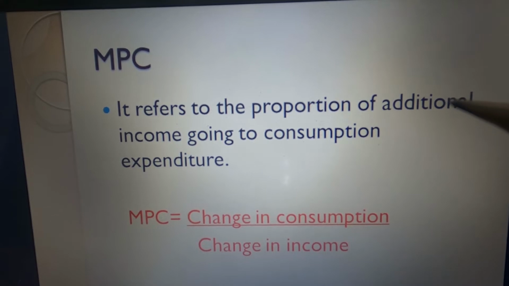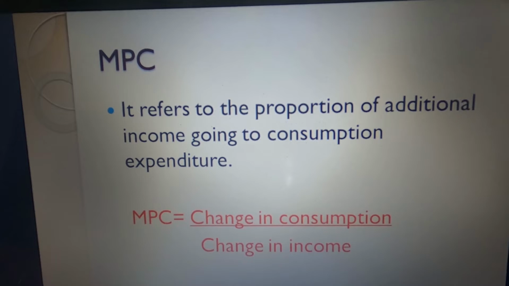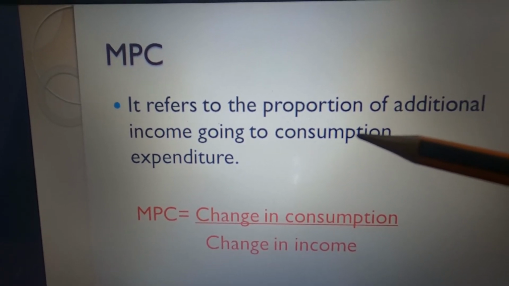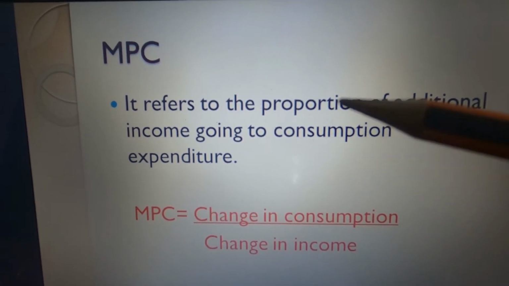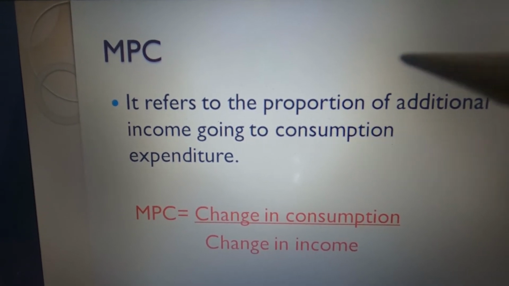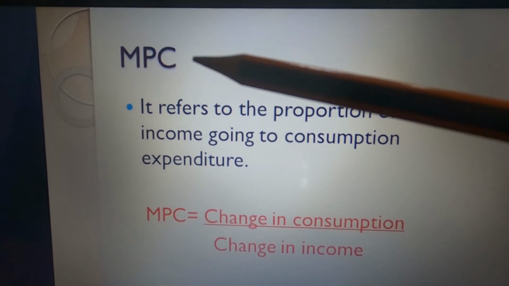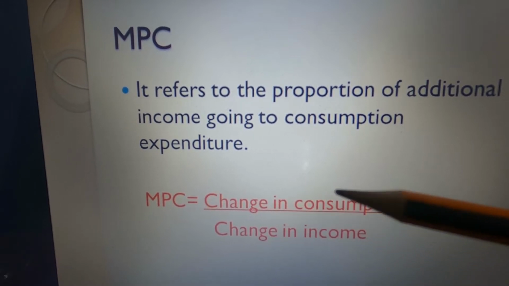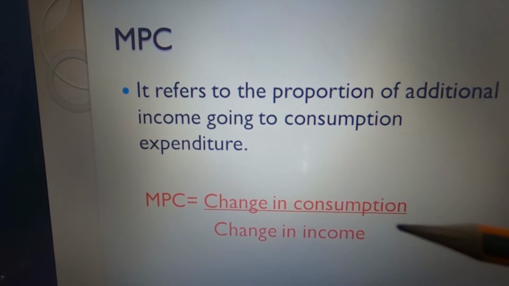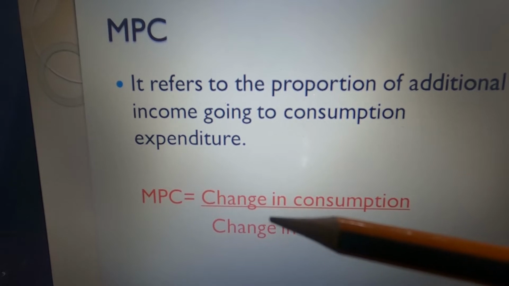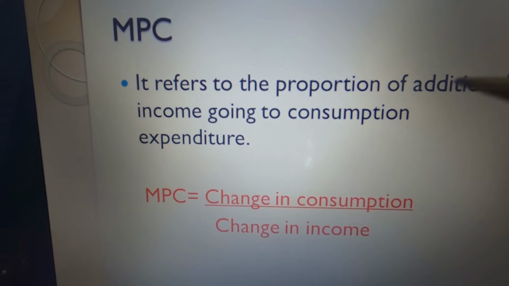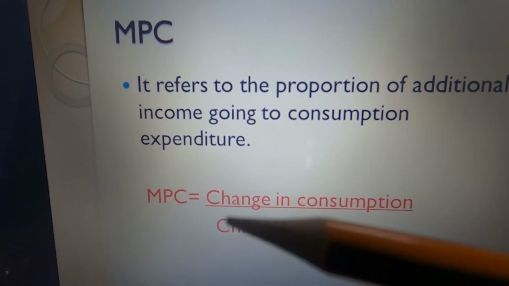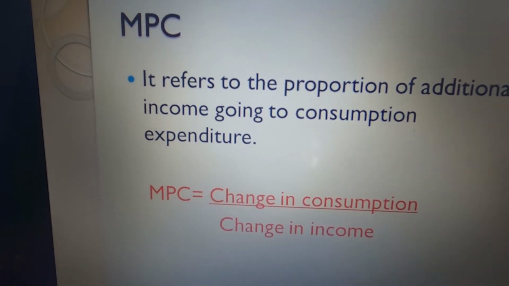Is that clear? So, additional income that people are going to spend for their consumption. So, out of additional income, how much proportion of such income is going for consumption expenditure, that is called as MPC. So as I said, the formula for MPC is equal to change in consumption upon change in income. It's very simple here. Change in income. Change shows additional, when we say marginal. So additional income. If there is a change in income, obviously there will be a change in consumption. So this one is called as MPC.